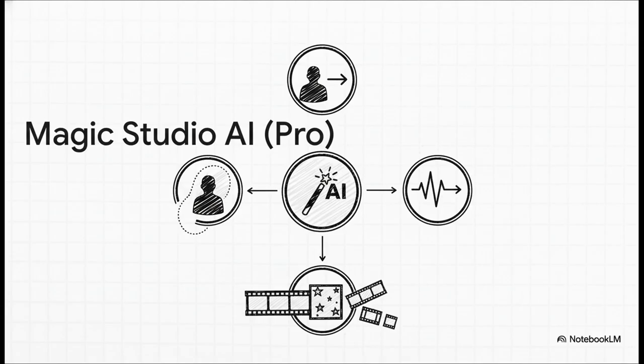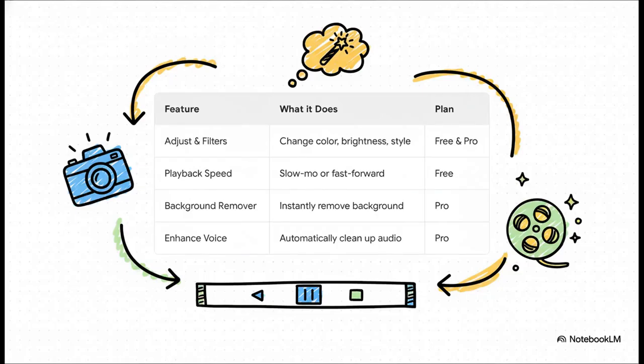With one click, you can completely remove the background from your video. Or you can use Enhance Voice to automatically make your audio sound crisp and professional. You can even have it watch a long video and automatically create short, shareable clips for you. It's pretty wild. This little table gives you a great overview.